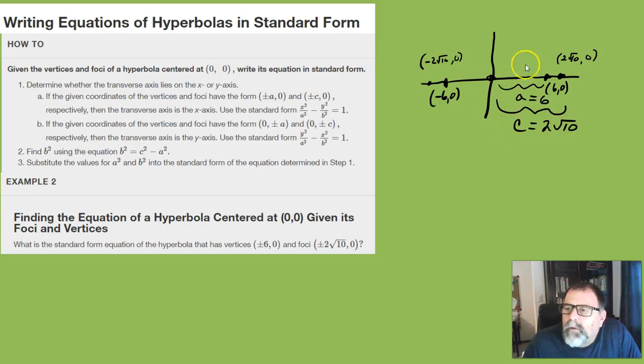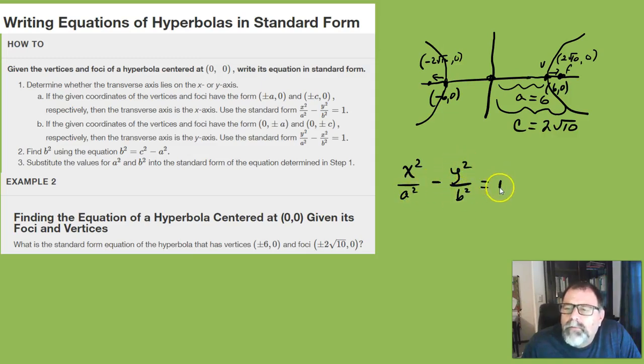And it's horizontal. So remember, if you go from the vertex to the focus, that's the direction it's opening. So it's vertex to focus, so it's opening like that. That's going to be my hyperbola. So it's a side-to-side one, so the x squared is the positive one. So I'm going to use that form: x squared over a squared minus y squared over b squared equals 1.